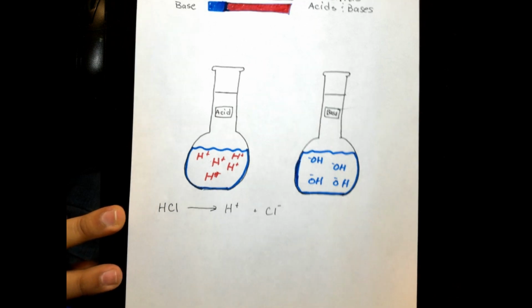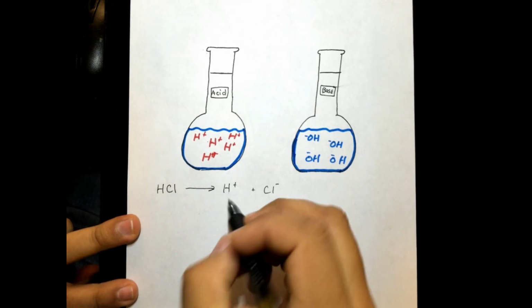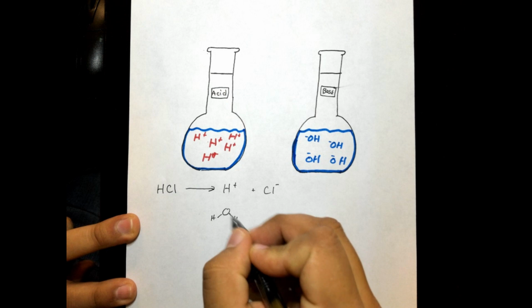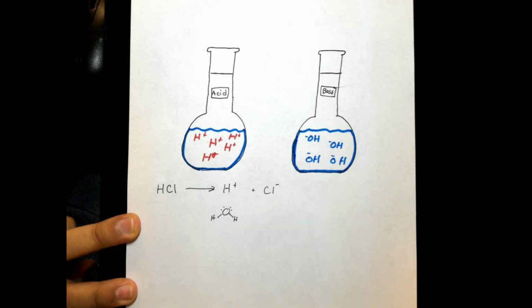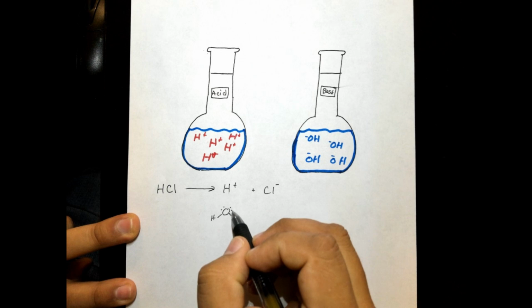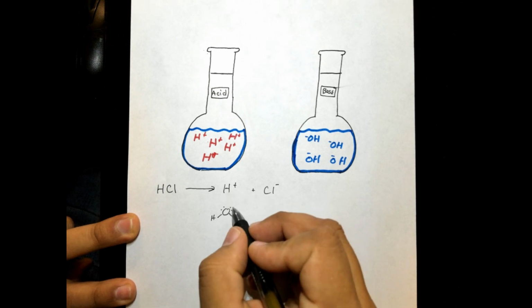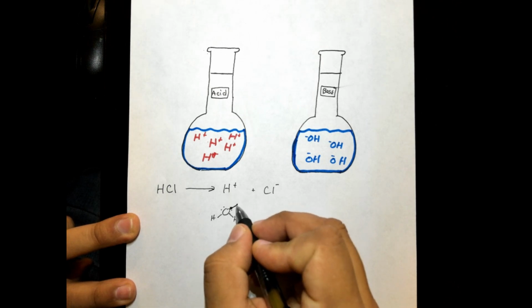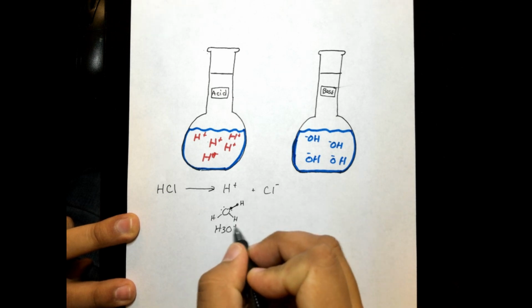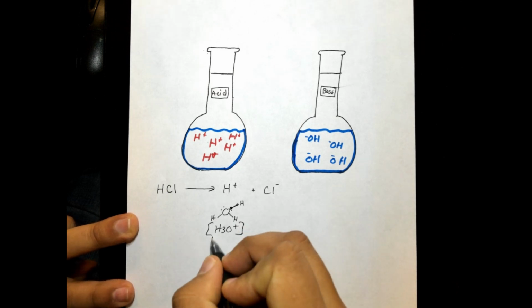Now, what's actually happening in solution is water is going to grab that H plus. So we have water right here. Remember, water has these two paired unshared electrons, and he's actually going to pull and give these electrons to hydrogen to form another covalent bond, and then we have an H3O plus, and this is what we call hydronium.